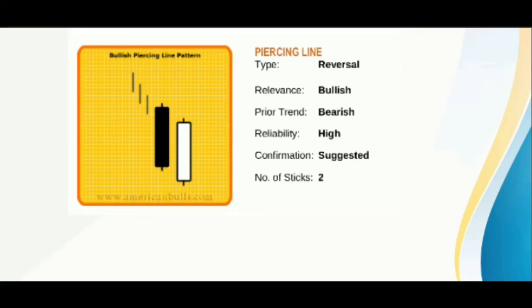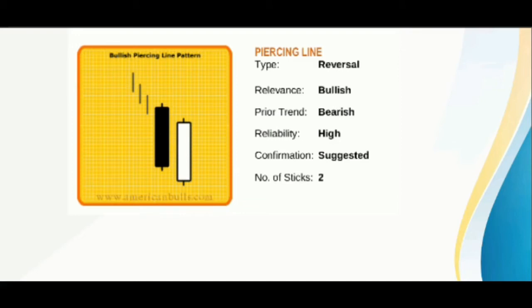This pattern is recognized in a market characterized by a downtrend. We see a long black candlestick. Then we see a long white candlestick, which opens below the previous day's low on the second day. The second day's close is contained within the first day's body and is also above the midpoint of the first day's body. The second day, however, fails to close above the body of the first day.